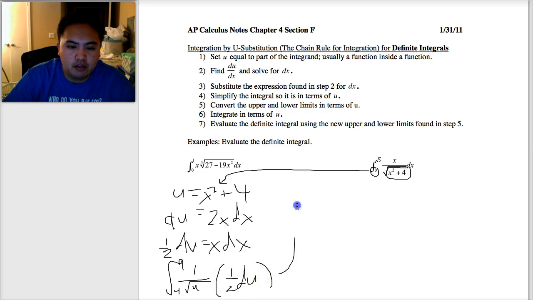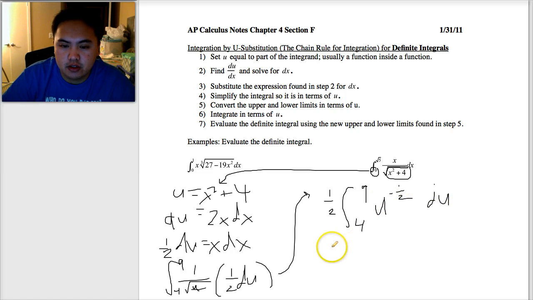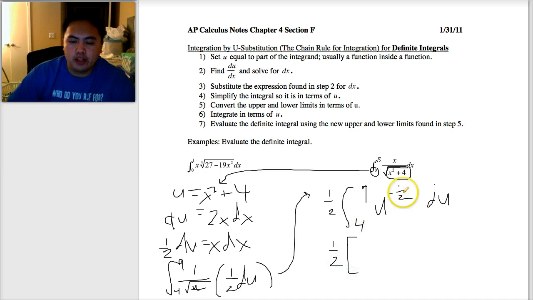Okay? Now I solve like normal. I will pull out the half first, and now I get 4 and 9. And again, this is something I cannot take the integral of, this 1 over radical u. That could be rewritten as u to the negative half, du. To take the integral, I will add 1. So let's do the integration. So if I add 1, this becomes half. And then dividing by half, I'm going to get 2.